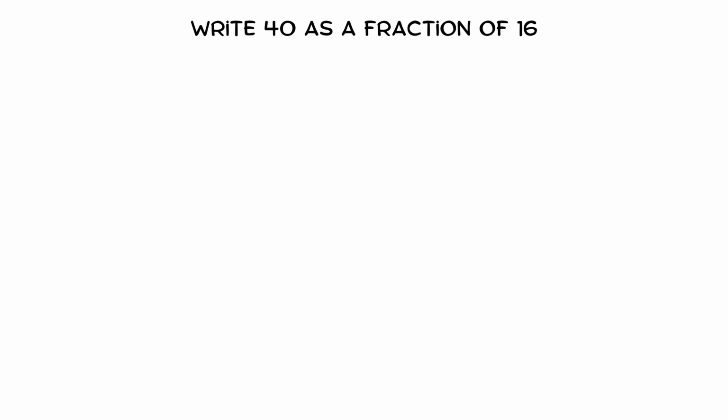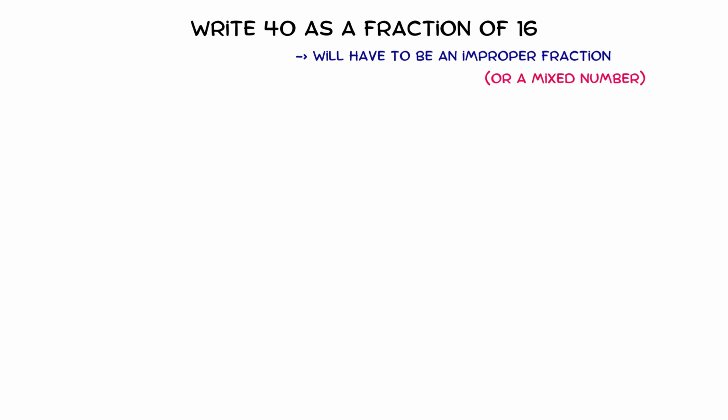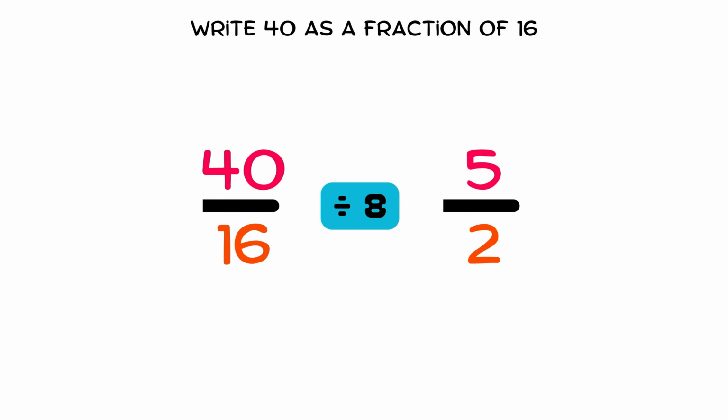In this next question, we're asked to express 40 as a fraction of 16, and the first thing to notice here is that 40 is bigger than 16, which means that our fraction will be bigger than 1, so it will have to be an improper fraction or a mixed number, but this doesn't make any difference to our workings. So the first step is to put 40 over 16 to make a fraction, and then we have to simplify it. So we could divide top and bottom by 8 to get 5 over 2, and that would be our final answer.